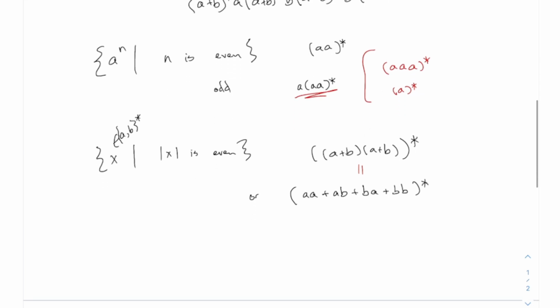All right, great. How about, okay, here's my most complicated one. All x on a's and b's, where the number of a's is even, but there's also b's in there. The number of a's is even.